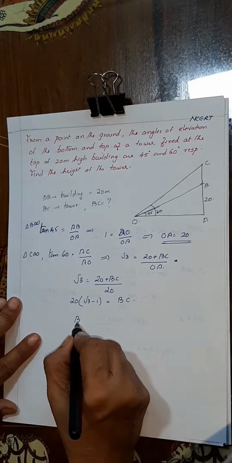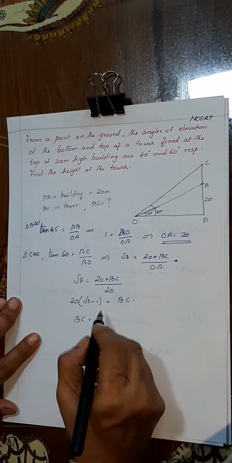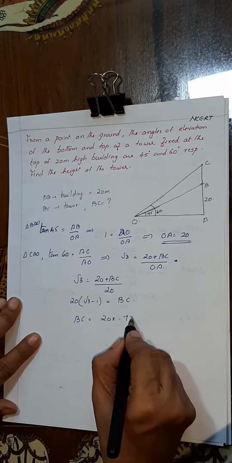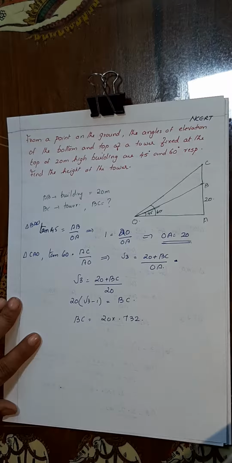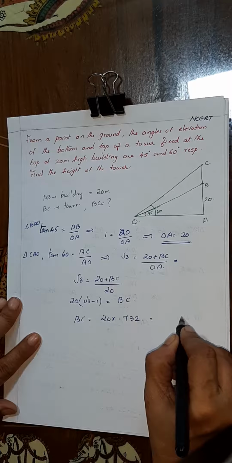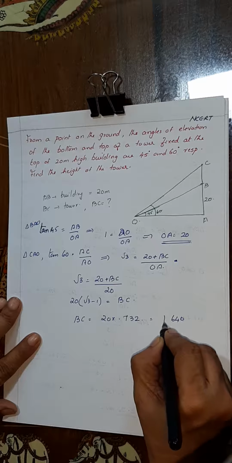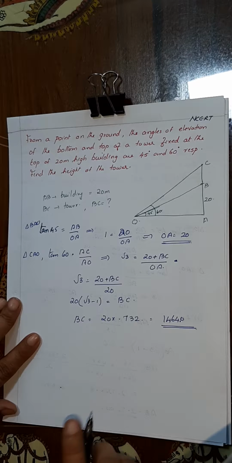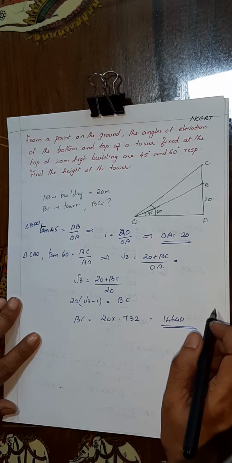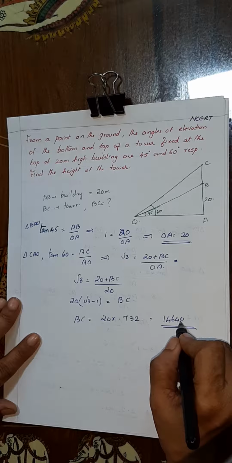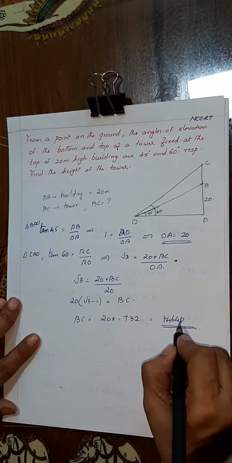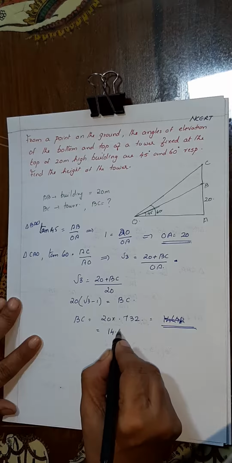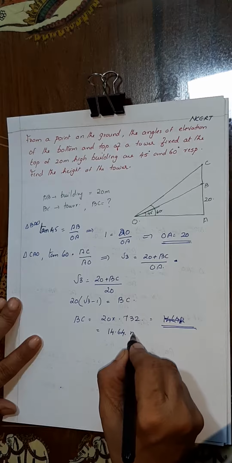Again the same method, BC is equal to 20 into 0.732. So this is equal to 14.64 meters.